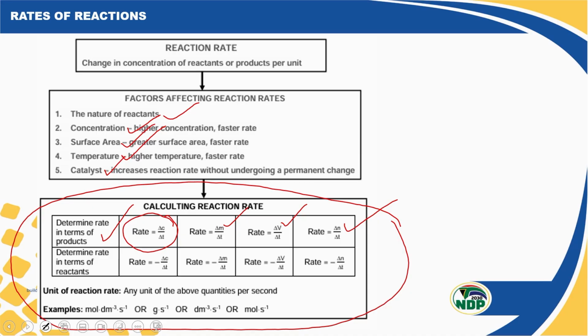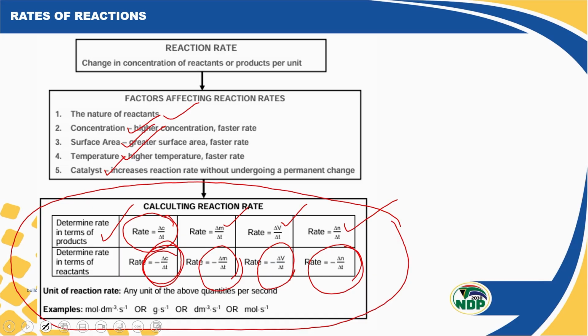And if you look at your rate of reaction in terms of reactants, in terms of your concentration, it would be negative change in concentration over your change in time, your negative change in mass over your change in time, your negative change in volume over your change in time, or your negative change in number of moles over your change in time. Units are very important.